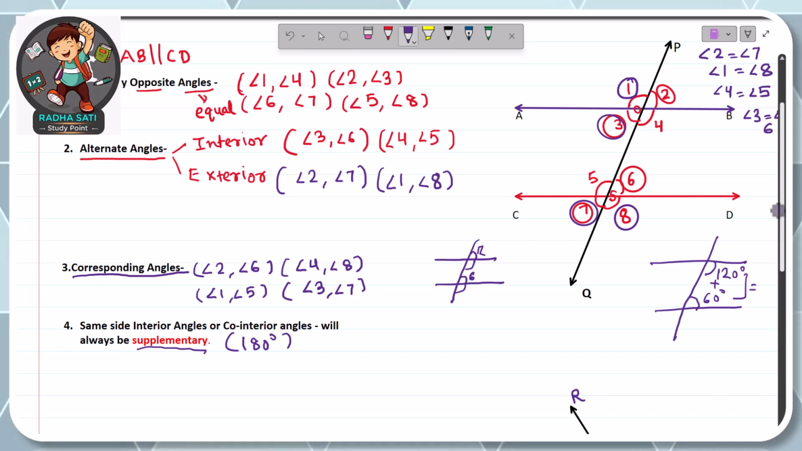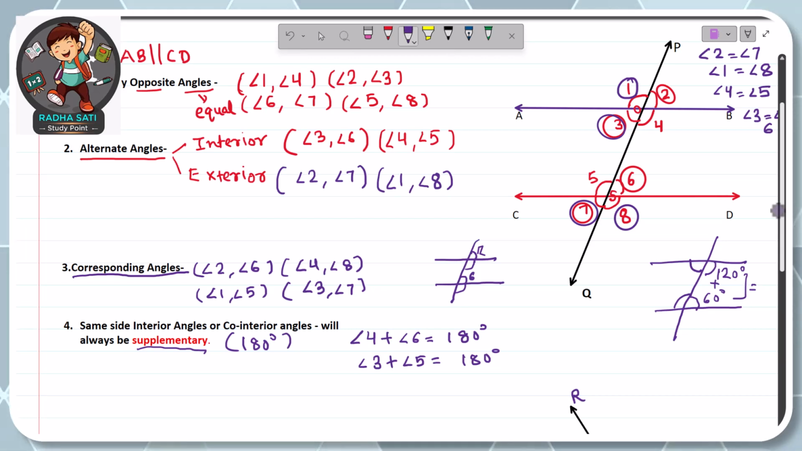So what are the pairs of same side interior angles here? Angle 4 and angle 6. So we can write angle 4 plus angle 6 will always be equal to 180 degrees. Similarly, this angle and this one, angle 3 and angle 5: angle 3 plus angle 5 will be equal to 180 degrees. The same rule applies for these angles also: angle 1 plus angle 7 will be 180 degrees, and angle 2 and angle 8 will also be 180 degrees.